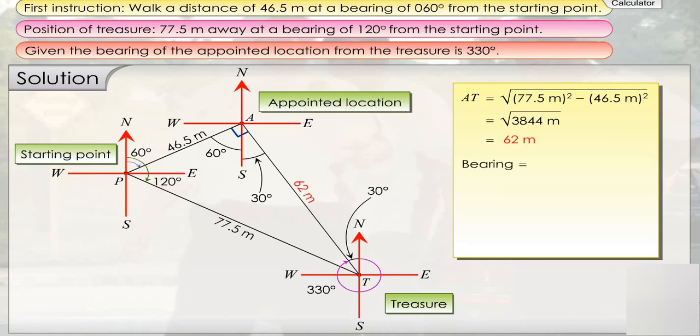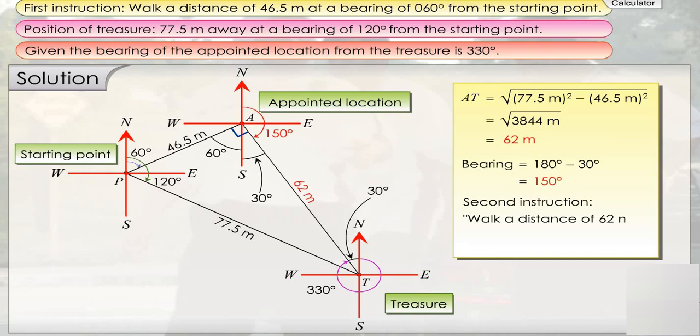Now, what about the bearing of T from A? Let's first identify the angle for this bearing. The angle must be measured from the north at A until the line joining A and T. The size of this angle is 180 degrees minus 30 degrees, which is 150 degrees. Thus, the second instruction for Murat's group is walk a distance of 62 meters at a bearing of 150 degrees from this position.